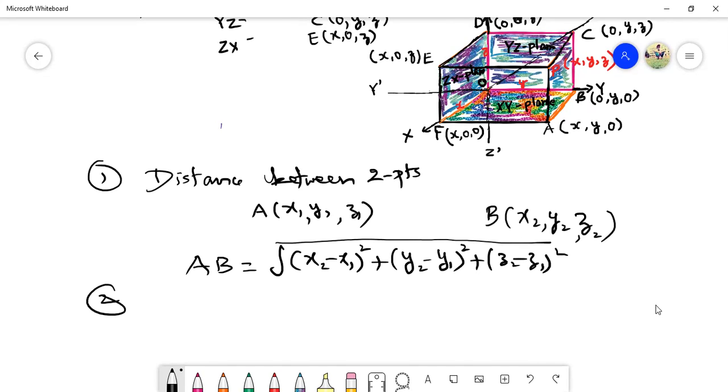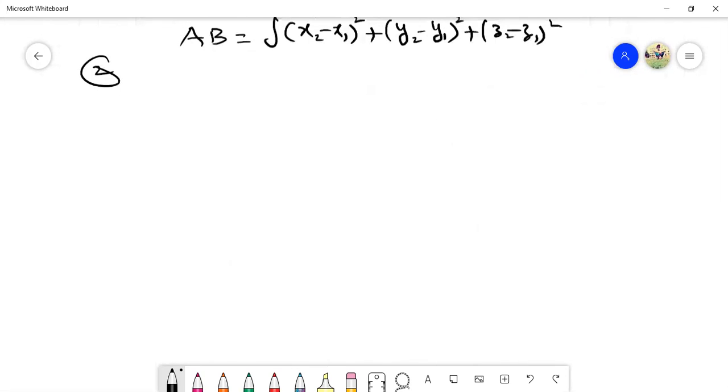Second, the section formula is also the same, only one coordinate axis is increased. One coordinate is increased in the section formula. You know that there are two section formulas, internal and external.